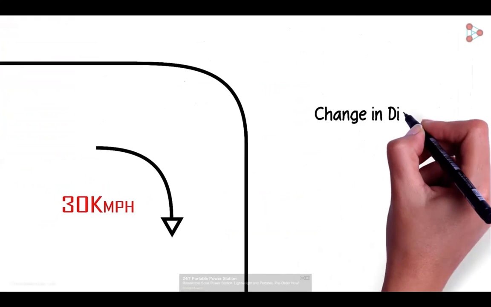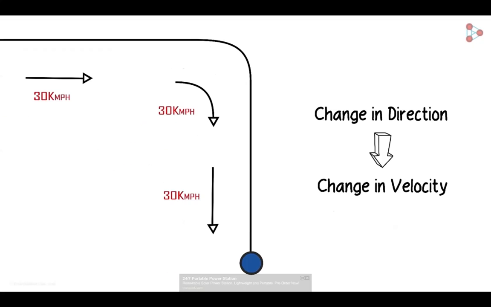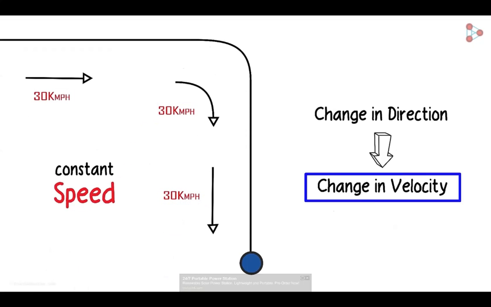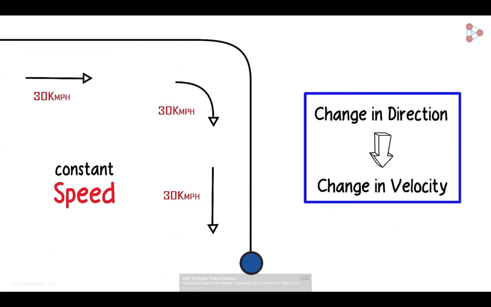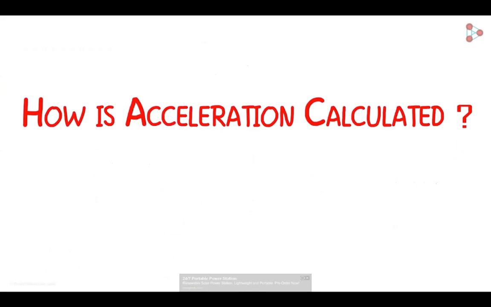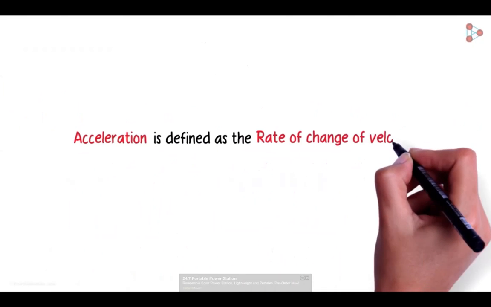As the direction is changing, the velocity will also change. The only thing constant in this example is speed, but the velocity changes as the direction changes. So this was the most important concept you had to know about acceleration. It will exist only when there is a change in velocity. But how is acceleration calculated? Acceleration is defined as the rate of change of velocity.